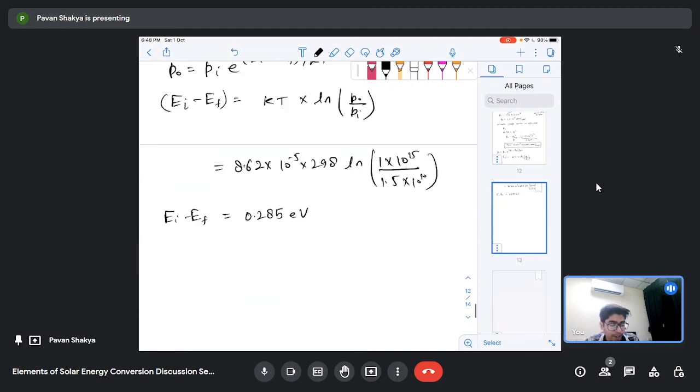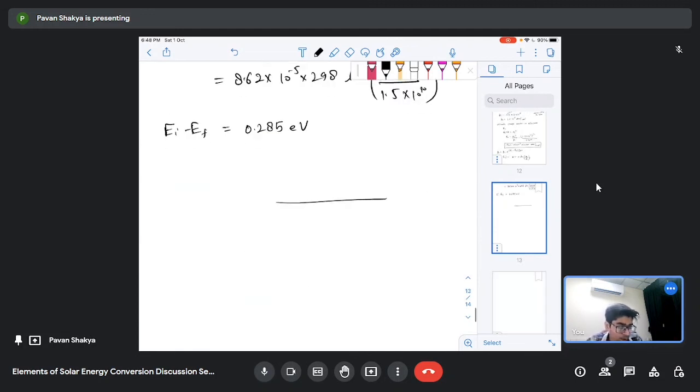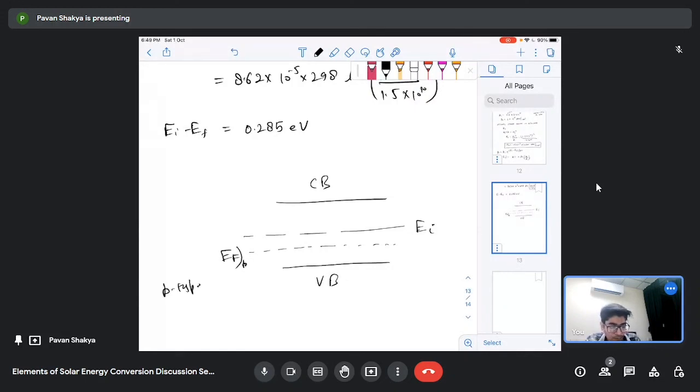So from the band diagram, we can denote it. Suppose this one is the valence band, this one is the conduction band, and this one is the Fermi level for this intrinsic semiconductor. Because of the doping of this aluminum, the Fermi level will shift towards the valence band. So this will be the EF for the aluminum doping, that is for the p-type semiconductor, and this is the shift that we have calculated as Ei minus Ef.